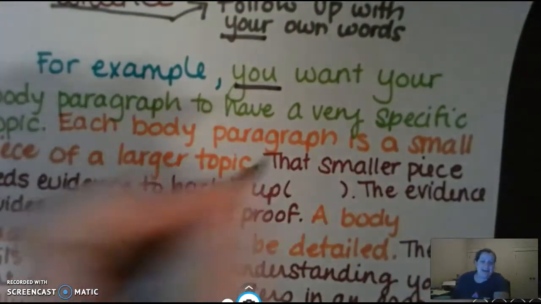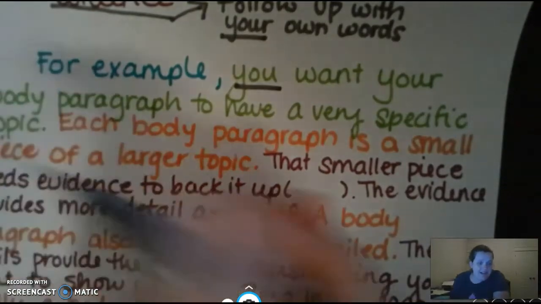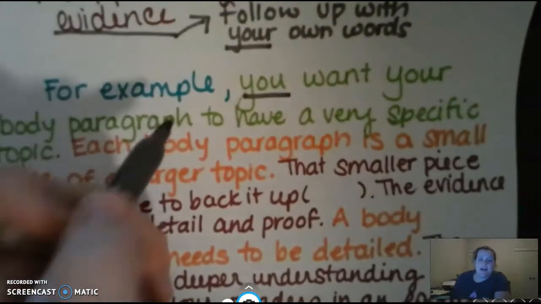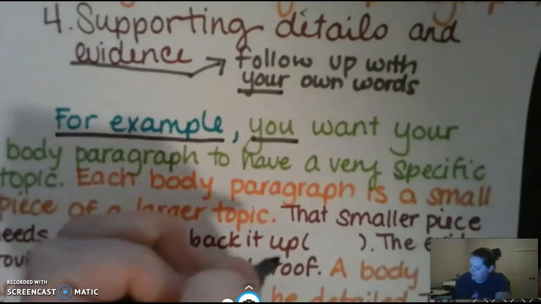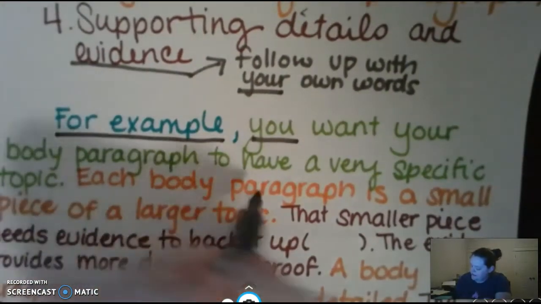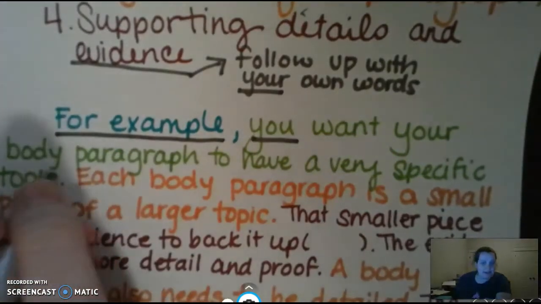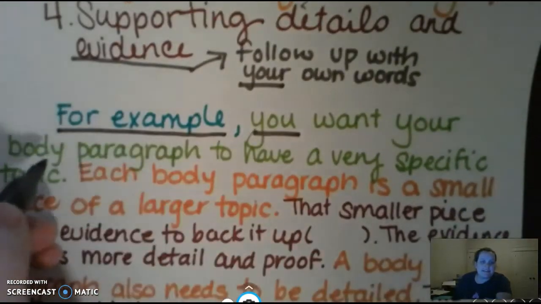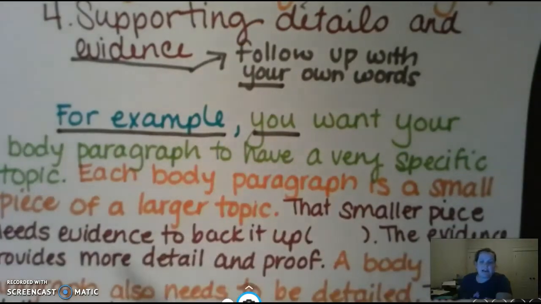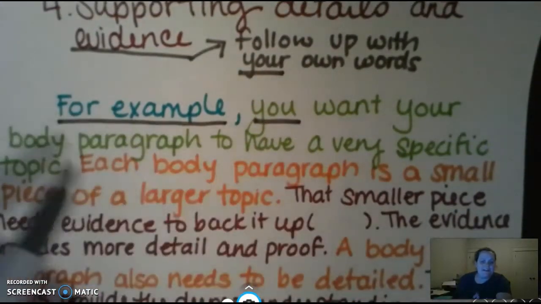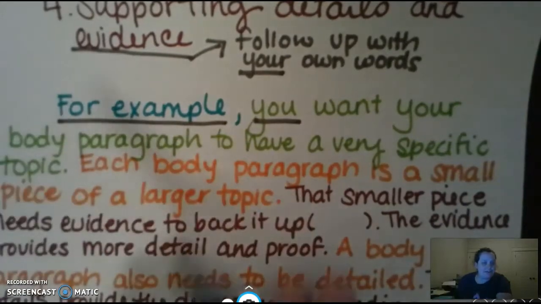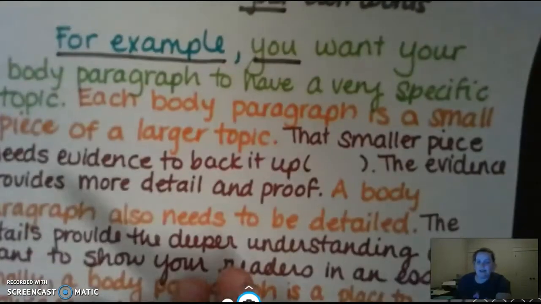Okay, you're always going to be editing. English teachers don't even get it right necessarily the first time. So I started with my transition. For example, you want your body paragraph to have a very specific topic. Okay, so that is my topic sentence. Everything that I wrote about should have to do with that body paragraph having a specific topic and those particular components that go into that.